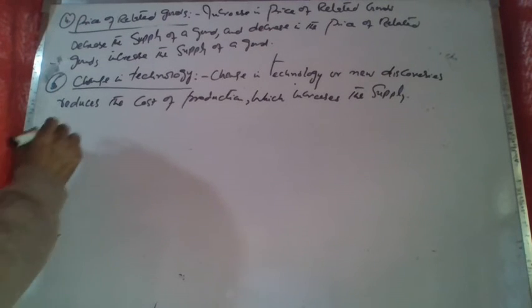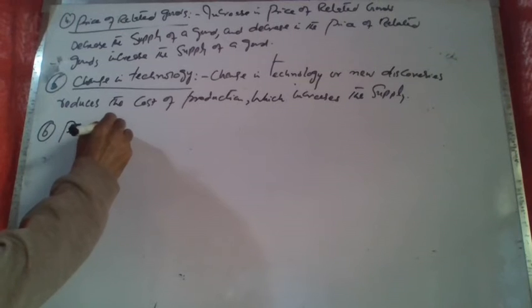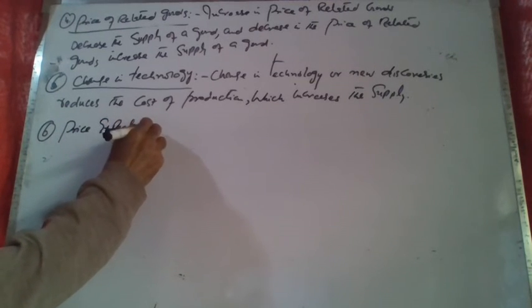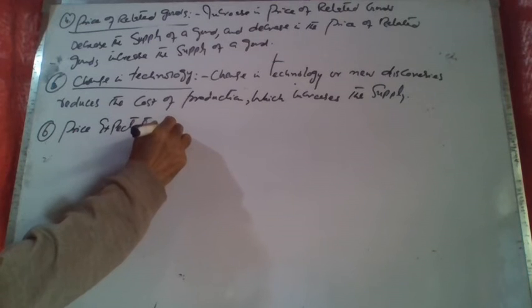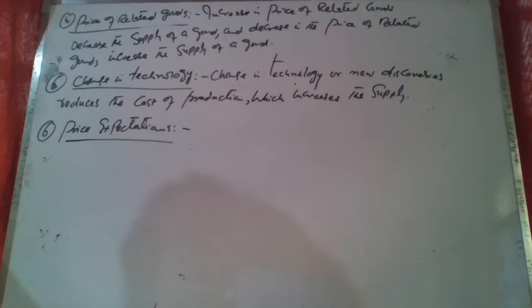Sixth is price expectation. Price expectation means what sellers or producers expect the price to do in the future. If producers or sellers expect that prices will increase in the future, they will hoard today, they will supply less, they will increase their stock and supply less. So if producers or sellers expect a price increase in the future, the supply will decrease. If they expect a price fall in the future, the supply will increase.